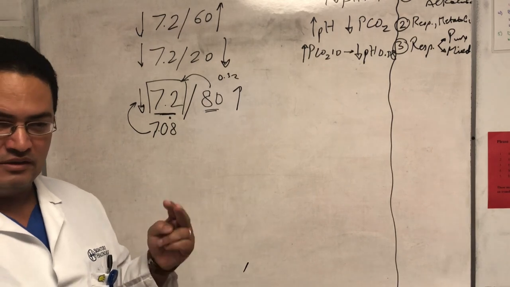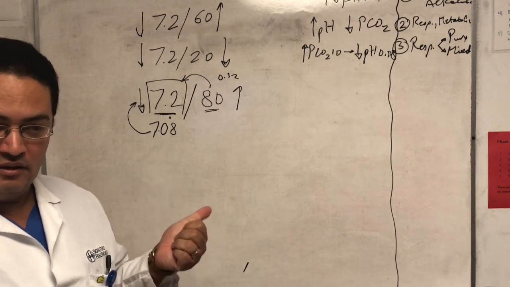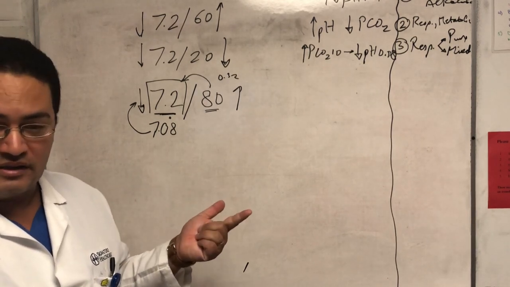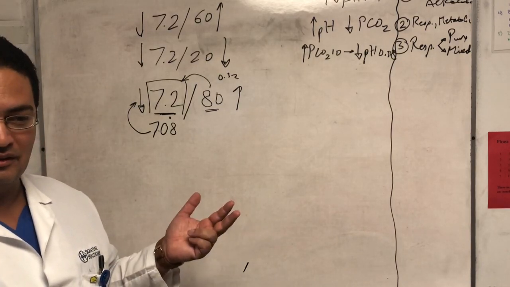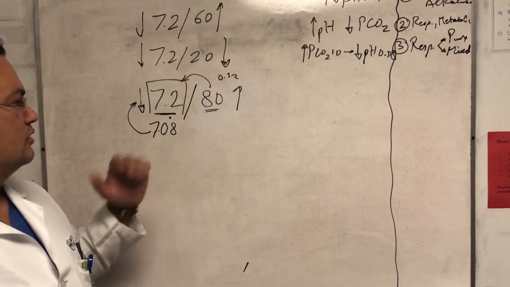If you send somebody home like this, three things will happen. Either she'll die, or she'll correct herself, or she'll come back to the hospital. And in that patient's case, she came back to the hospital. So that's what happened. So how do we know?